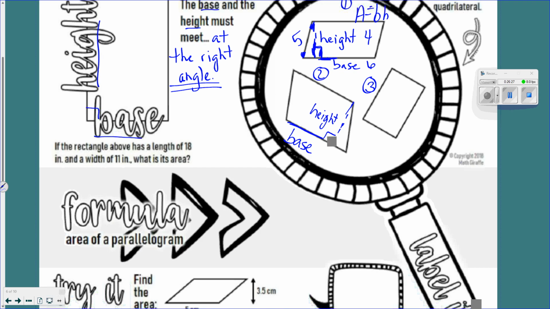Remember, shape number 3? What shape is that? It already has a magic box. Draw it in. The shorter one is probably the base. Okay. Nobody else get that? Doesn't matter.